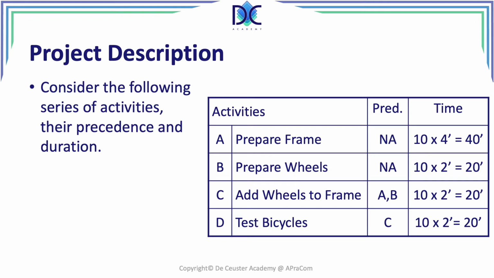We prepare the wheels, front and back wheel of the bicycle. Every wheel set takes 2 minutes to prepare, so we also have 20 minutes in total. The next activity, C, we have to add the wheels to the frame, and here we have the 2 predecessors, A and B. It takes 2 minutes to add the wheels to the frame. For 10 bicycles, we have 10 times 2 minutes, which is 20 minutes. And finally, activity D, once C is finished, we can test the bicycles and they are ready for transport.